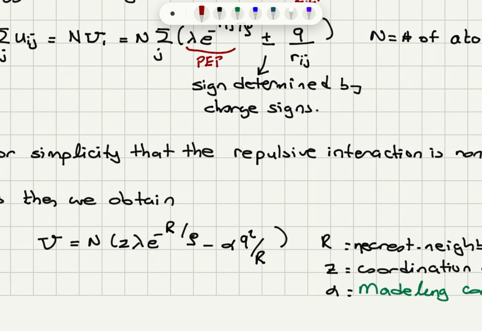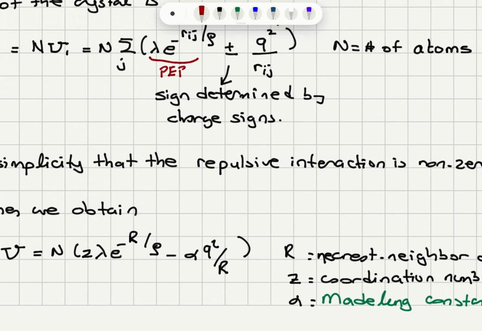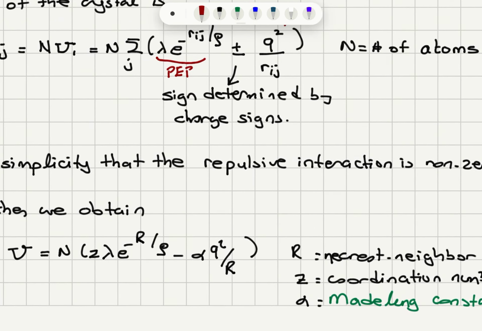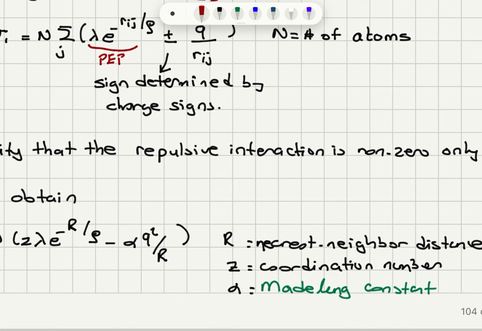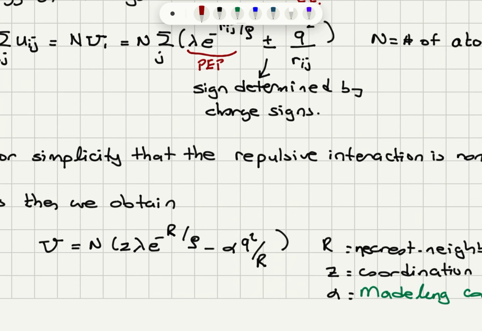So the repulsive interaction, the Pauli exclusion principle, is only effective for nearest neighbors, so we will have Z lambda e to the minus R over rho, only for the nearest neighbors. And then we have minus alpha q squared over capital R, with nearest neighbor distance capital R. So we have introduced this constant alpha here, which is called the Madelung constant, and we have to evaluate this.